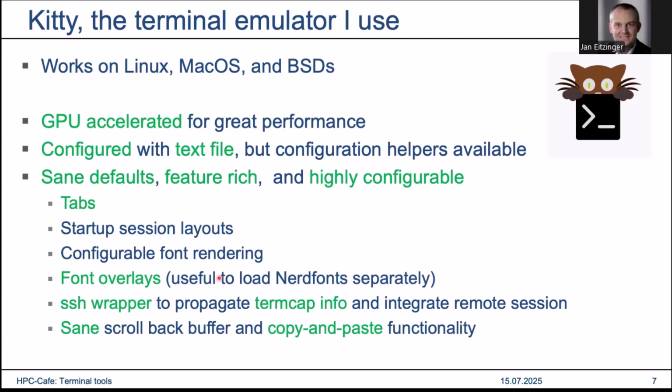Now, if you log onto a system and you have your terminal locally, then of course the programs running remotely have no clue what your terminal can do or can't do. What Kitty does is it has an SSH wrapper, and this wrapper also sets up sockets, so you could use it to have the socket feature, the SSH master, but it also propagates the termcap info, relieving you from setting this up by hand, which is really handy.